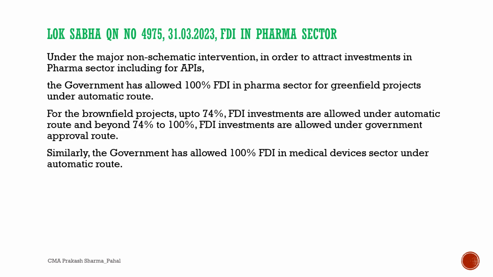Under the major non-schematic intervention, in order to attract investments in the pharma sector including for APIs, the government has allowed 100% FDI in the pharma sector for greenfield projects under automatic route. For brownfield projects, up to 74% FDI investment is allowed under automatic route, and beyond 74% up to 100% FDI investment is allowed under government approval route. Similarly, the government has allowed 100% FDI in the medical devices sector under automatic route.